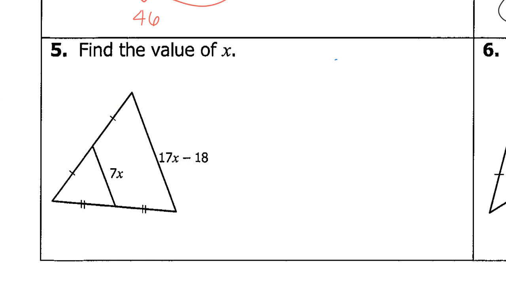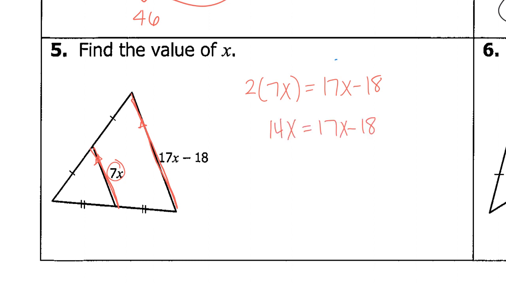All right, so for number 5, I need to find the value of X. I see that it's giving me the midsegment and then some information on the side that it's parallel to. Remember that the midsegment is half as long as that. Therefore, I can take 7x and multiply it by 2. And so now they can equal each other. At this point, it just became an algebraic equation where we can solve for x.